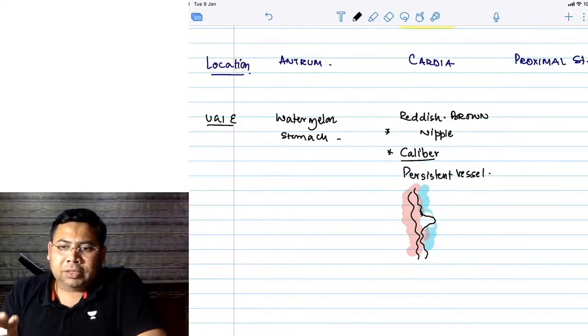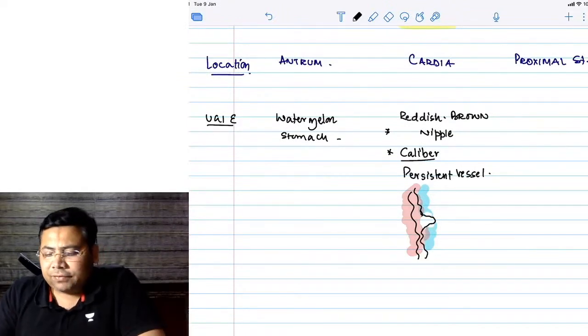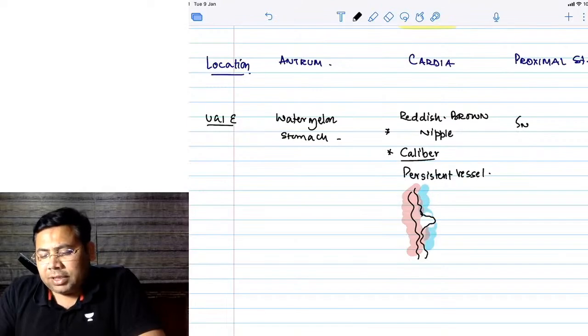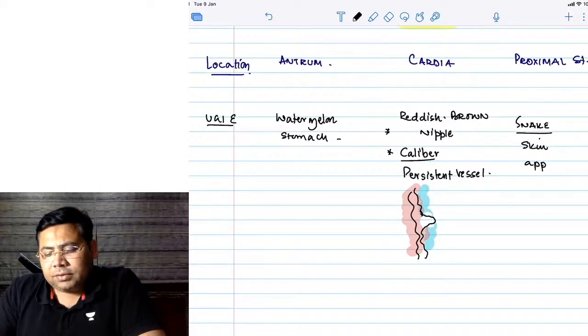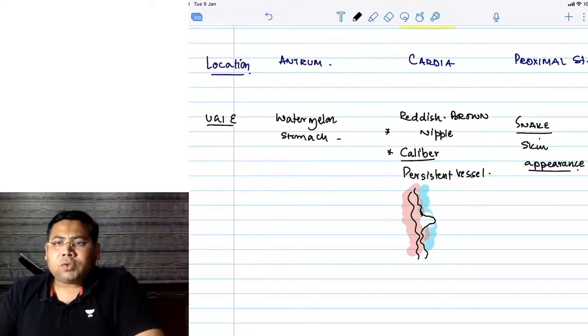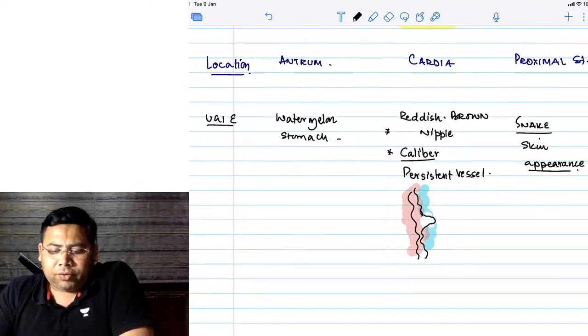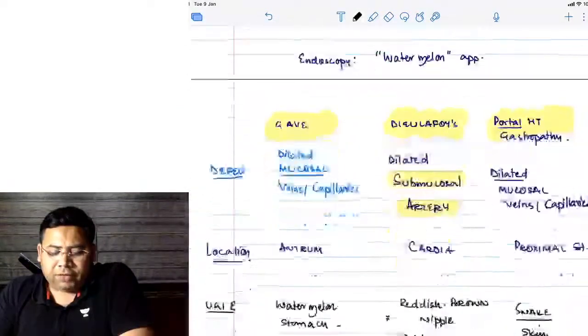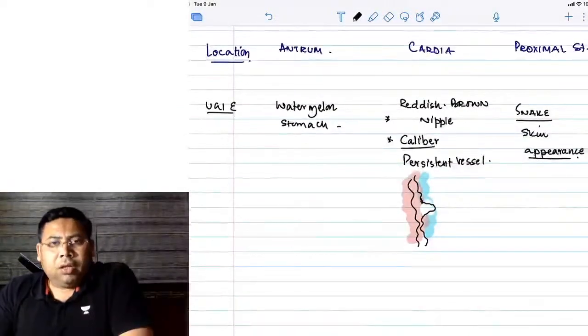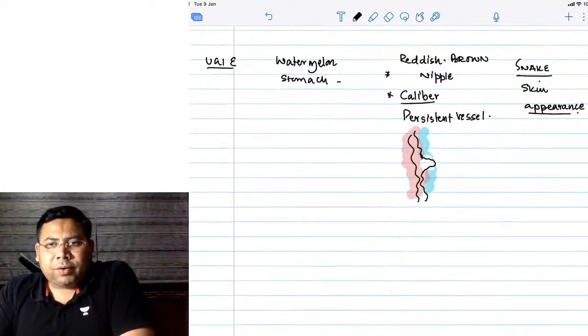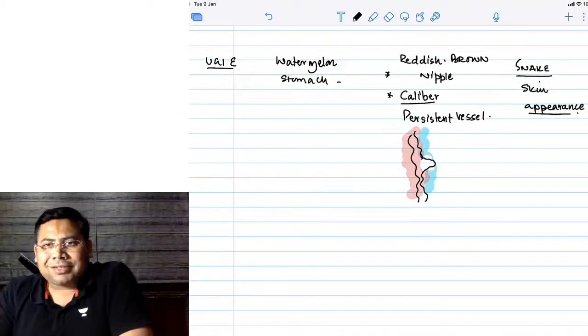What about the last one, portal hypertensive gastropathy, you get to see a snake skin appearance. So snake skin appearance, this is what is very, very important. So we have the concept of watermelon stomach, reddish brown nipple, or snake skin appearance.